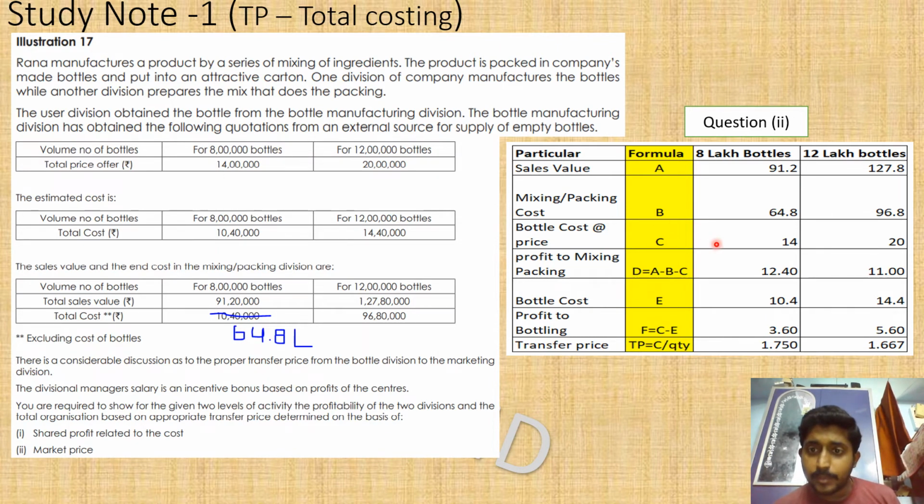So it will go up, because they are buying at 14 lakhs and 20 lakhs, at the external market determined price. They are paying market value for their bottle. So of course the mixing and packing division's profit will go down. Profit for the mixing and packing division is 91 minus B minus C, which I am taking as D, and it is nothing but 12.4 lakhs and 11 lakhs. For bottling, we have the cost details, 10.4 and 14.4, and we have 14 and 20, so 14 minus 10.4 and 20 minus 14.4 is automatically the profit of the bottling division.